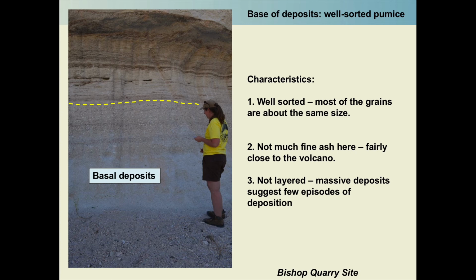Okay, so the base of the deposits, again, we're going to go through these characteristics. Well sorted, most of the grains are about the same size, not much fine ash. It's very close to the volcano. It's not layered.